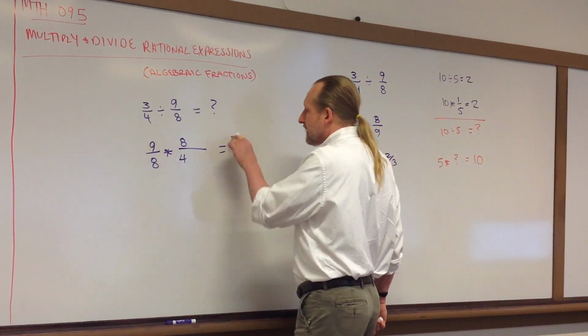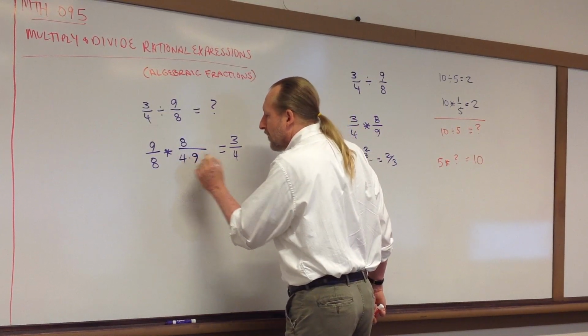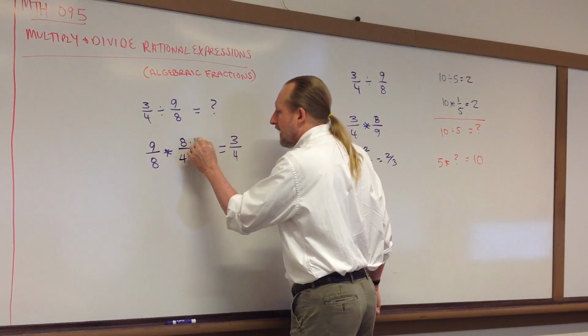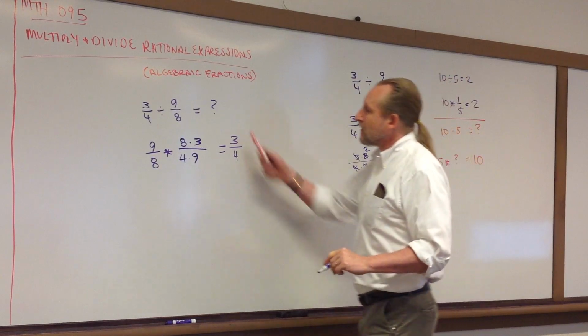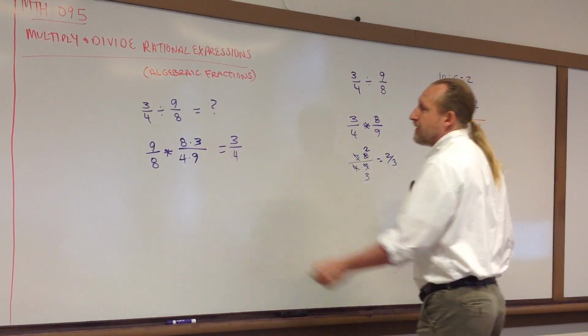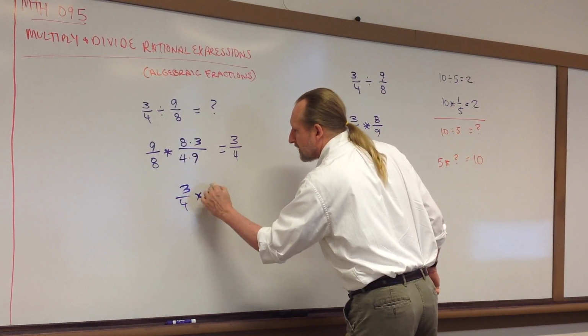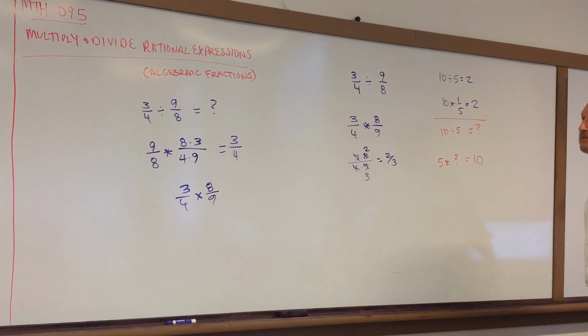Then we've got a 9 on the top, but we want a 3. So what we want to do is we're going to multiply by a 9 on the bottom, so it'll cancel that out, and then we're going to replace it with a 3 on the top. So this is our answer, okay? And this answer happens to be 3/4 times 8/9, just like we saw right here, okay?